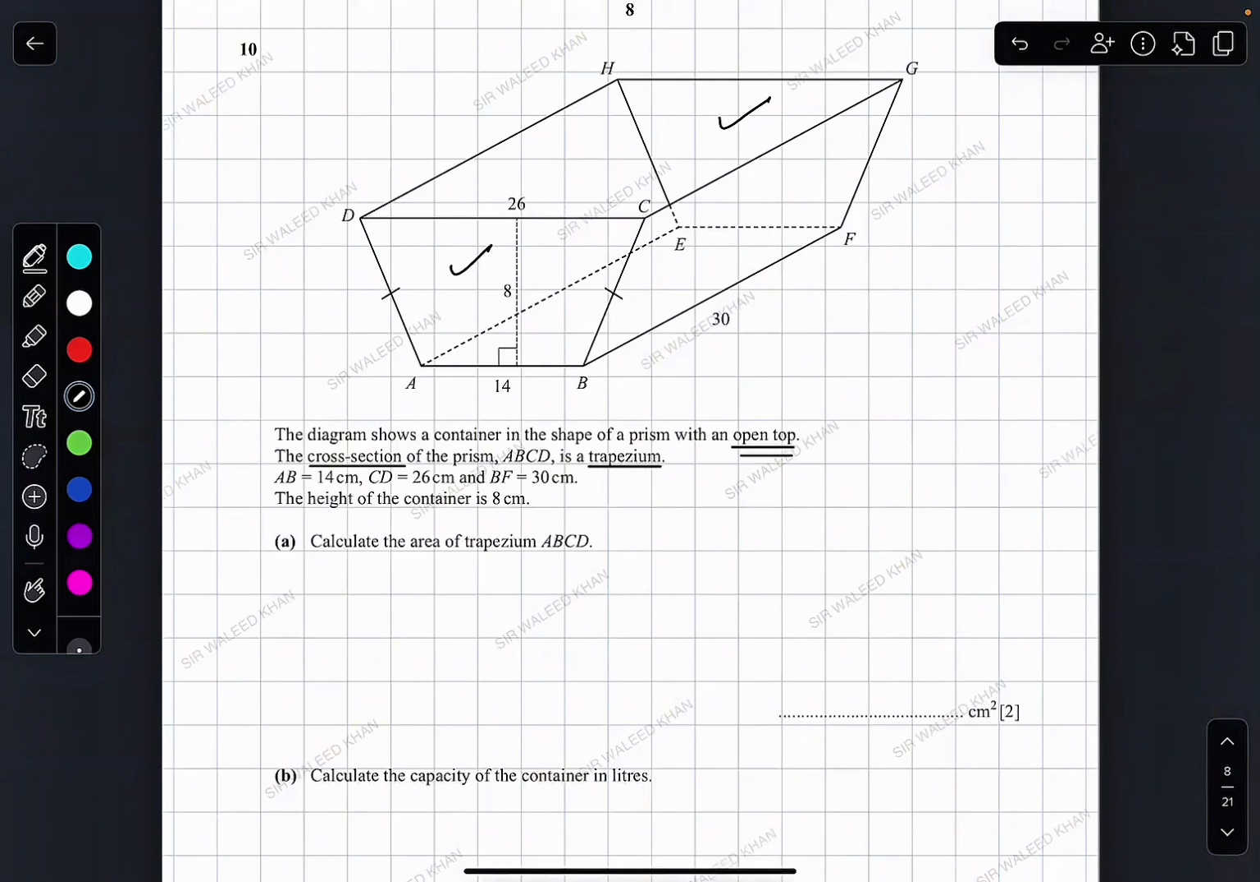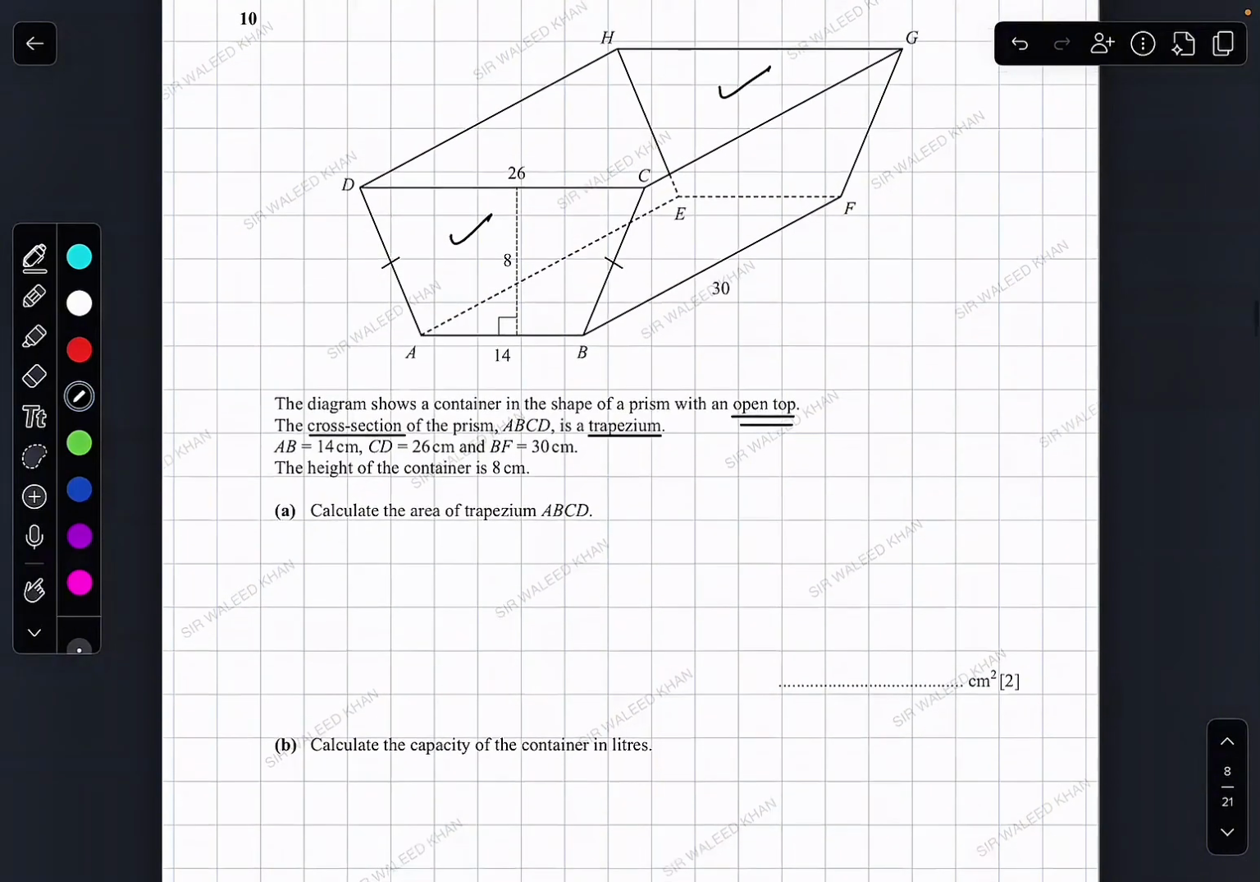Achha, BF is this. The height of the container is 8. Calculate the area of the trapezium ABCD. Area of trapezium will be 1 by 2 times the sum of parallel sides times the height.